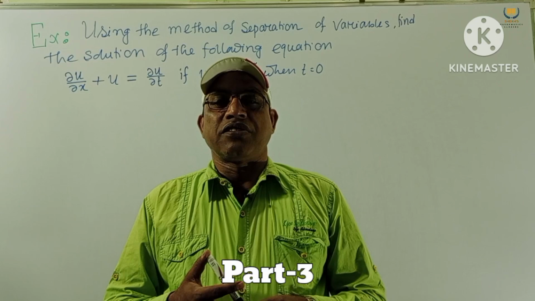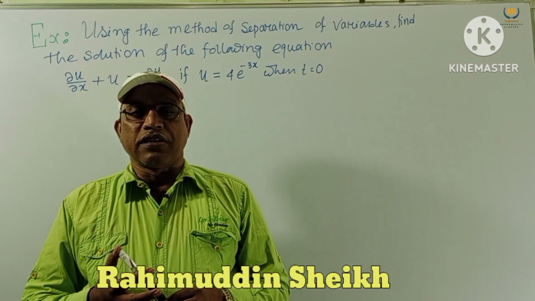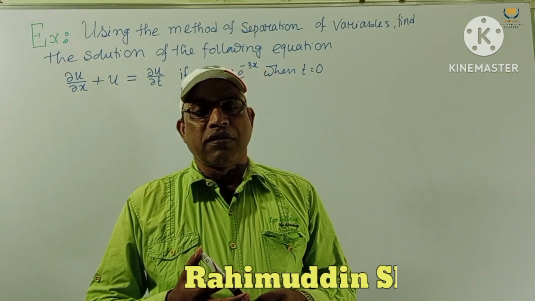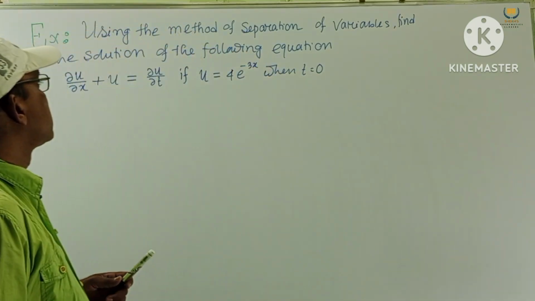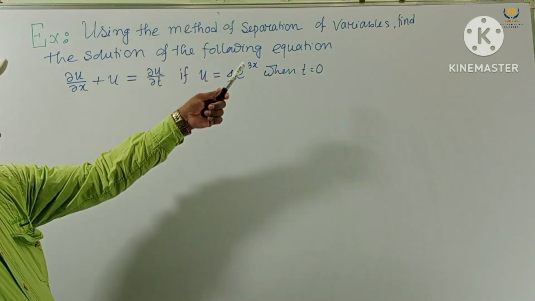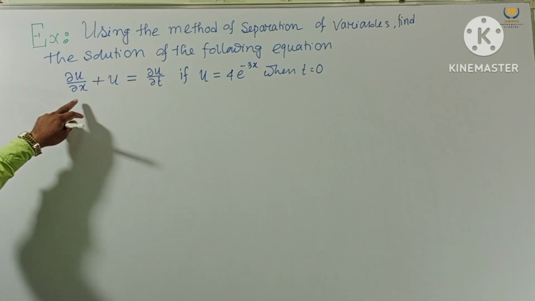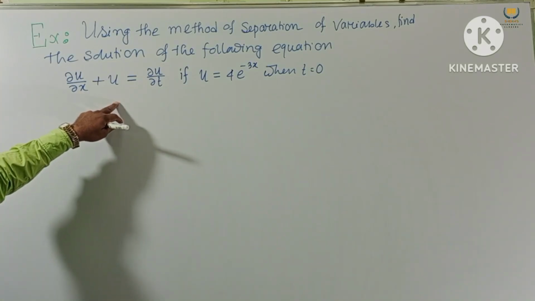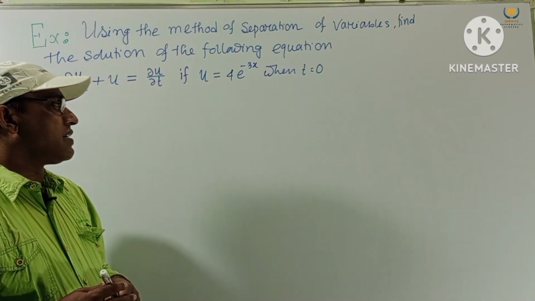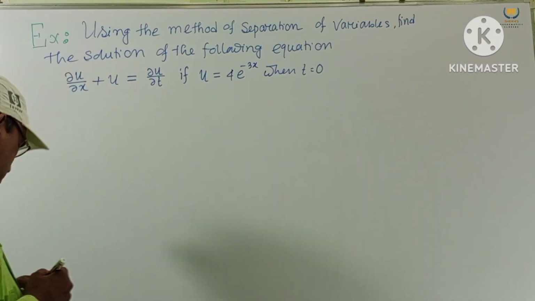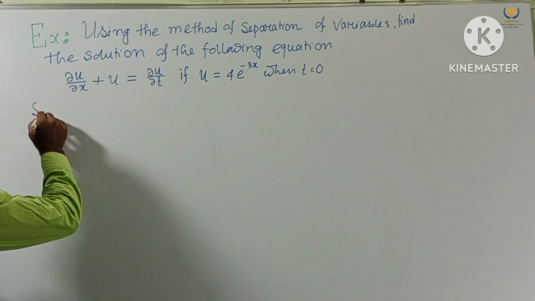So our main discussion is application of partial differential equation of variable separation. So we consider some problems using the method of separation of variables. Find the solution of the following equation: ∂u/∂x + u = ∂u/∂t, if u = 4e^(-3x) when t = 0. This problem is given. Now solution.